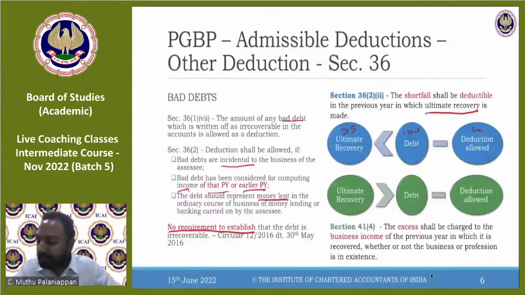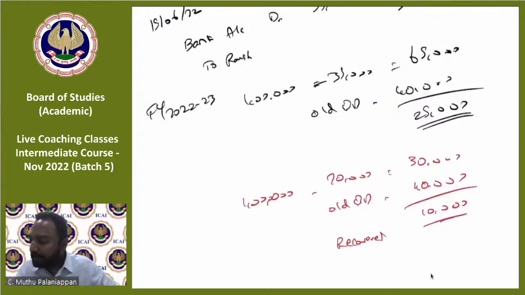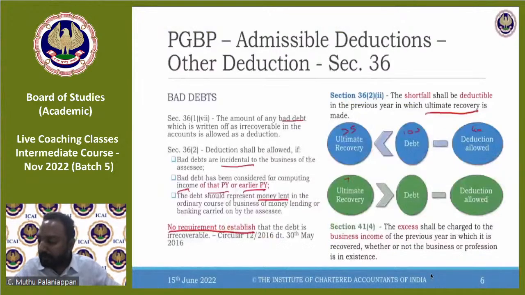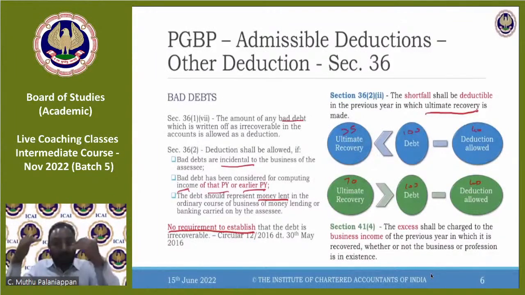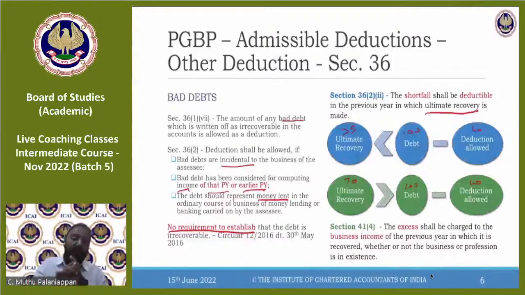So what am I saying? I recovered 70,000, but my bad debt is actually 100 minus 40, 60. So the balance 10,000 is the excess received. I thought it was going to be a bad debt, but Ramesh is a very good person. He has given me 70,000, beyond what I thought he would give me. So this 10,000, this excess, shall be charged to business income under section 41, clause 4.